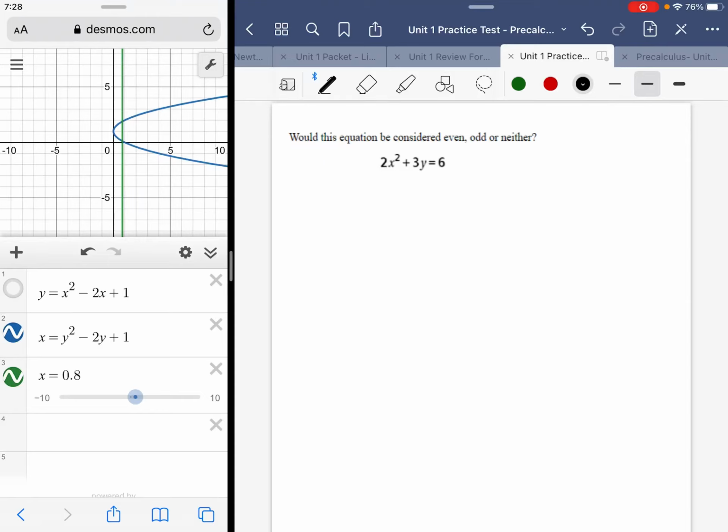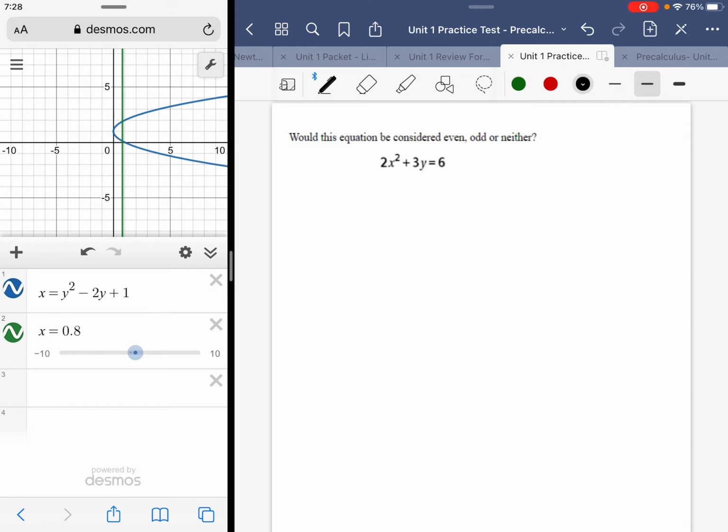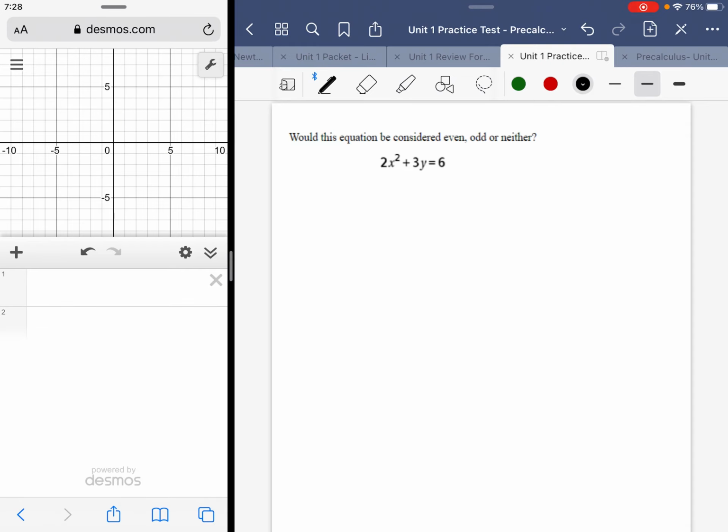All right, so would this equation be considered even, odd, or neither? There's a few different ways to figure it out. Remember, even functions have y-axis symmetry. Odd functions have origin symmetry. And those symmetries conflict with one another, so if it has one, it can't have the other. So you can look at the graph.